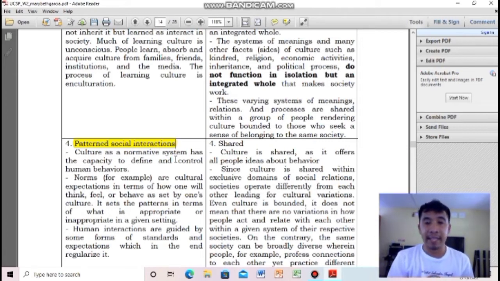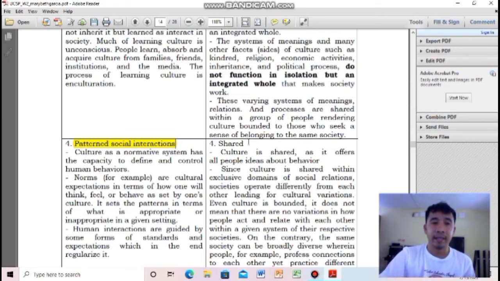Example, as a society, as a man, what is expected of you? Usually you should do the things that men do. If you are a woman, you should do the things that women do. But as time passes, there are things that can be done regardless of gender, so the patterns also change.